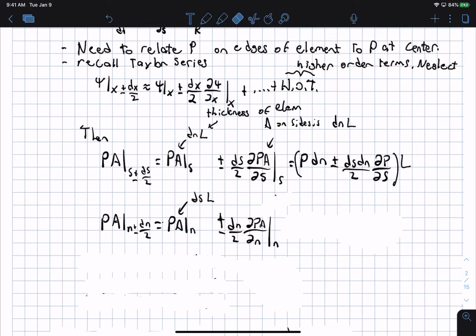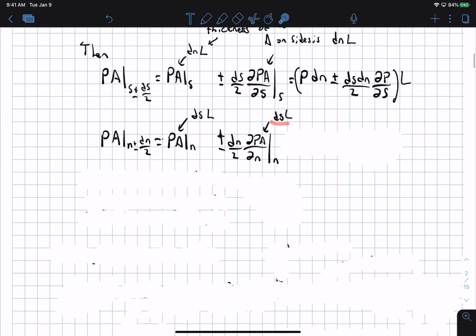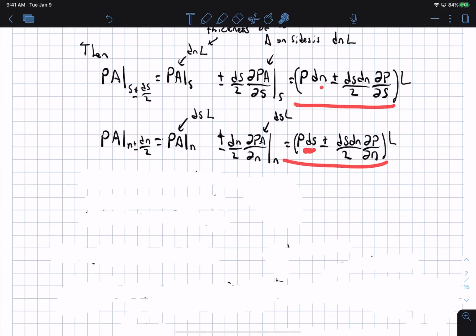and we apply the Taylor series. And again, the area is the same basically everywhere. So we have a ds times L here, and we do the same thing, and we get a similar formula, except we have ds here instead of dn, and the pressure derivative is in the normal direction rather than in the direction along the streamline. Okay, so that's really the main difference.